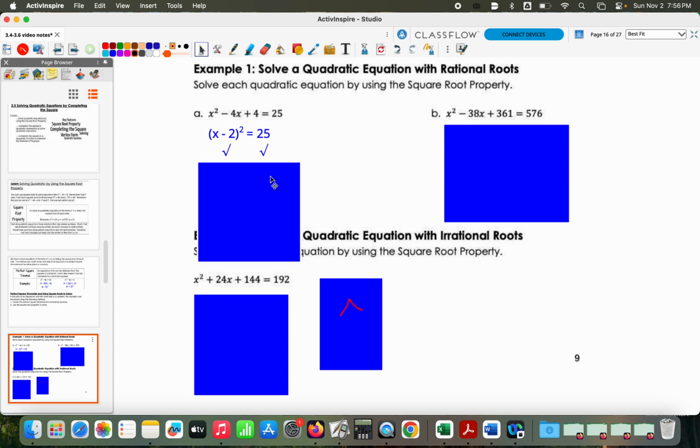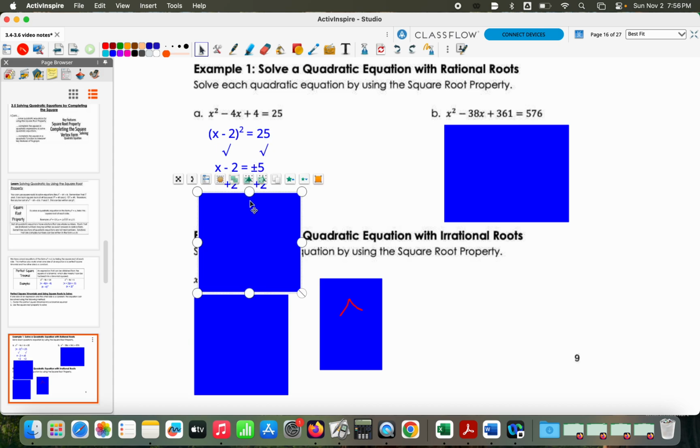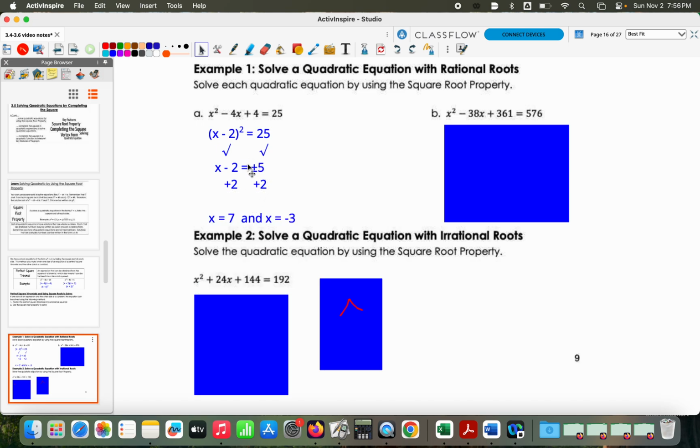You can then square root both sides. The square root and the square cancel, so that just leaves x minus 2. When we square root 25, don't forget we get plus and minus 5. And then all I have to do is add the 2 over. Just remember you're going to get two different answers here. 5 plus 2 would give you 7, and -5 plus 2 would give you -3. Feel free to pause and try out these other ones or just follow along with me here.